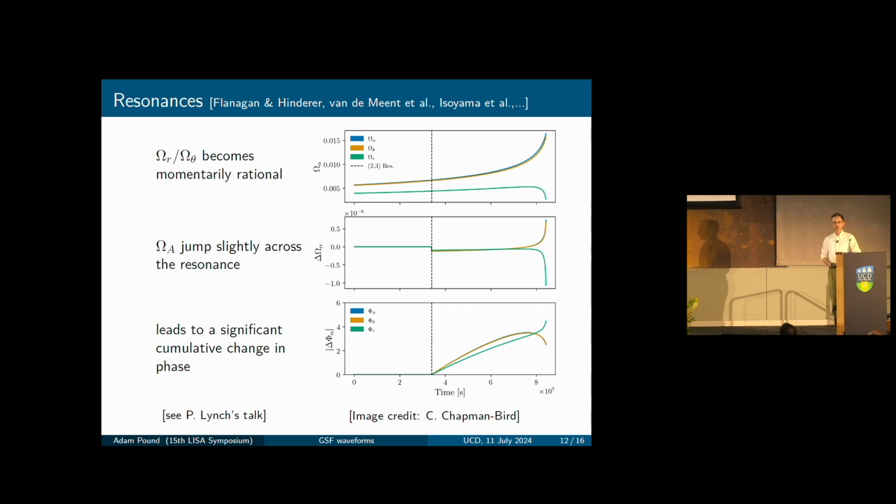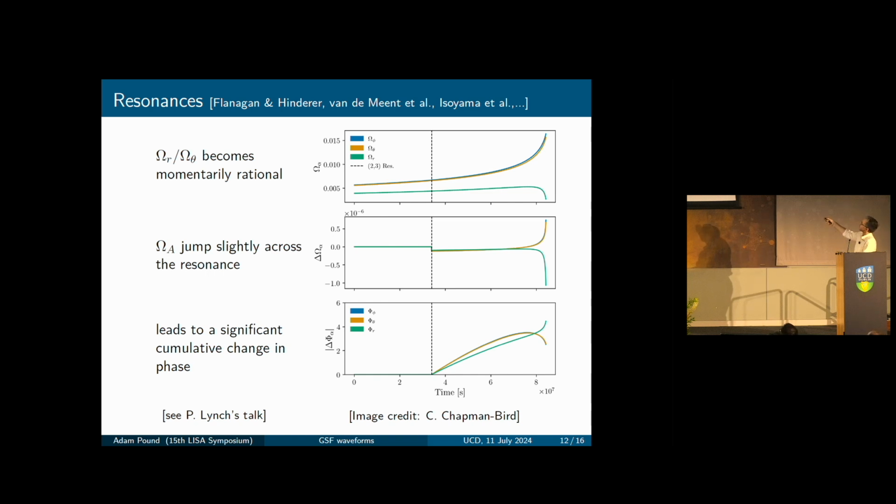Okay, as I mentioned, in between 0 PA and 1 PA, we have 0.5 PA. These are orbital resonances. So what happens at an orbital resonance? Here I'm plotting the three frequencies, the three fundamental frequencies of orbital motion in Kerr. And when the radial frequency divided by the polar frequency becomes rational, you have a resonance. And so during a resonance, things that were otherwise oscillatory become stationary, and then they accumulate more than they would have outside the resonance.